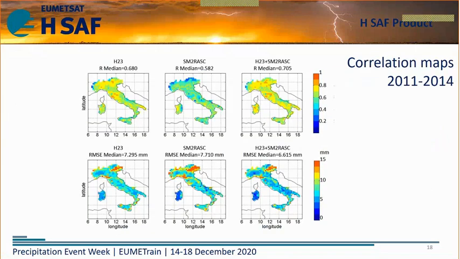Here you can see the results of a first validation study we performed in 2017 over Italy against ground observation, in which we can see how the integration between passive microwave rainfall and SSM-derived rainfall can provide more reliable rainfall estimates, both in terms of correlation and root mean square error.